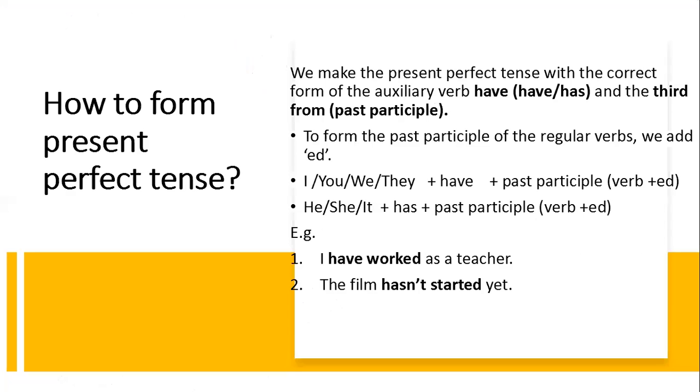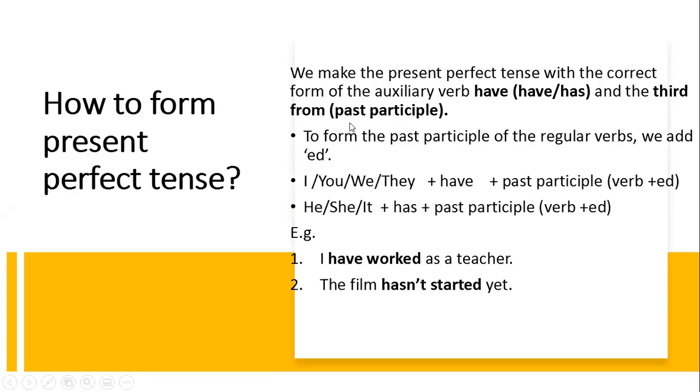So next, how to form present perfect tense? We make the present perfect tense with the correct form of the auxiliary verb, that is have or has, and the third form.